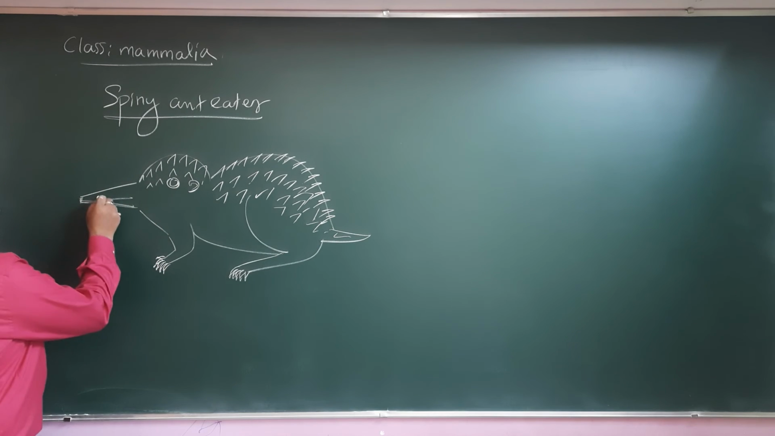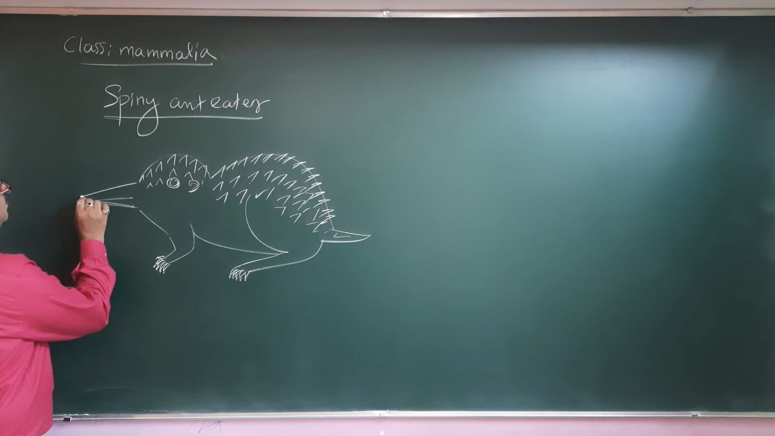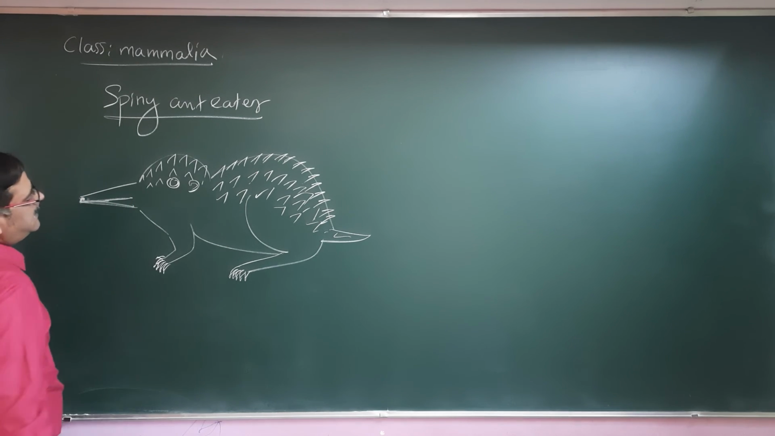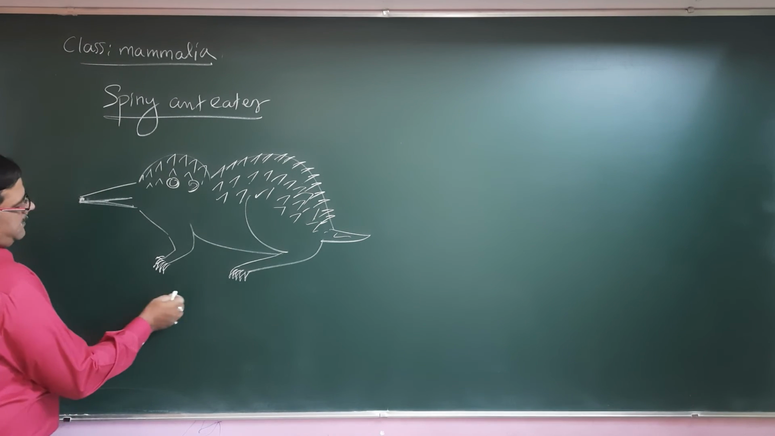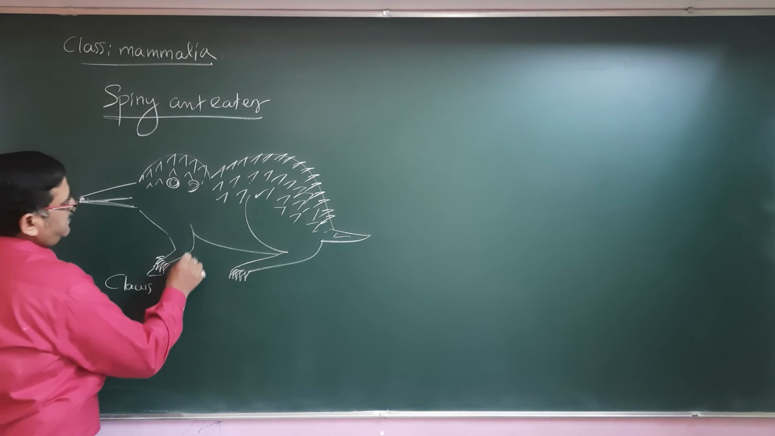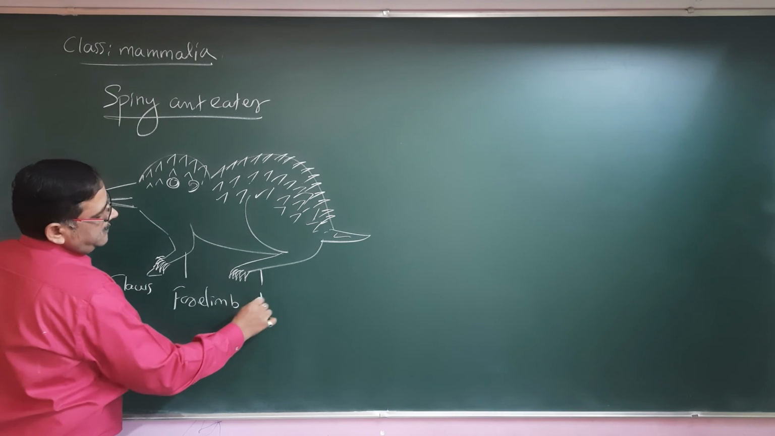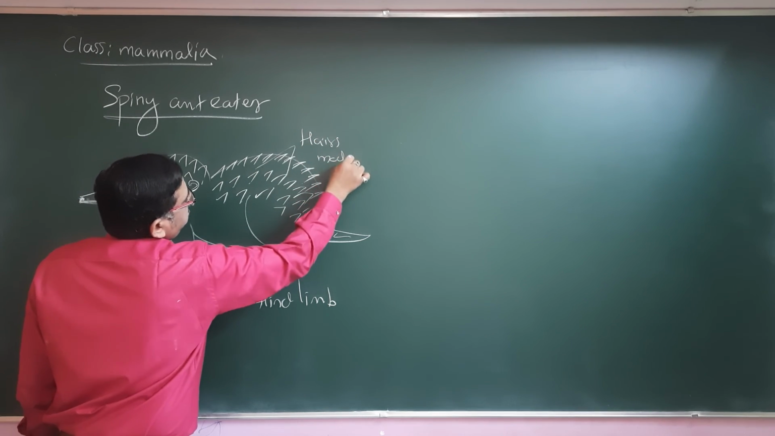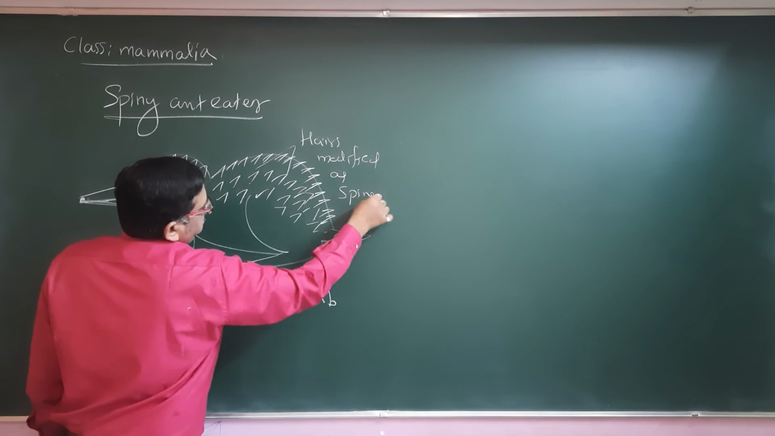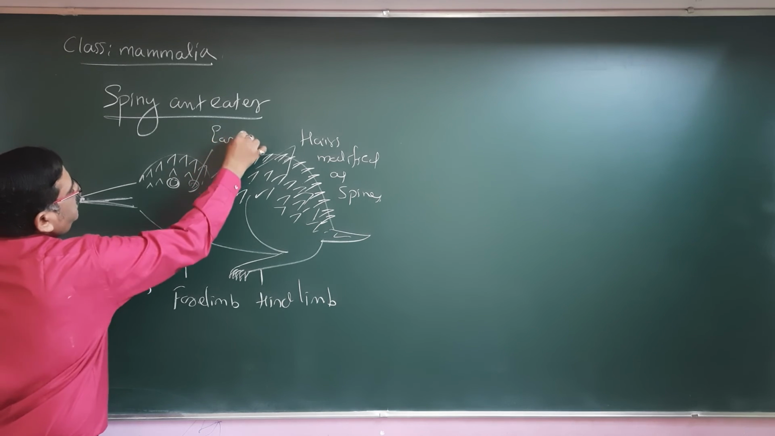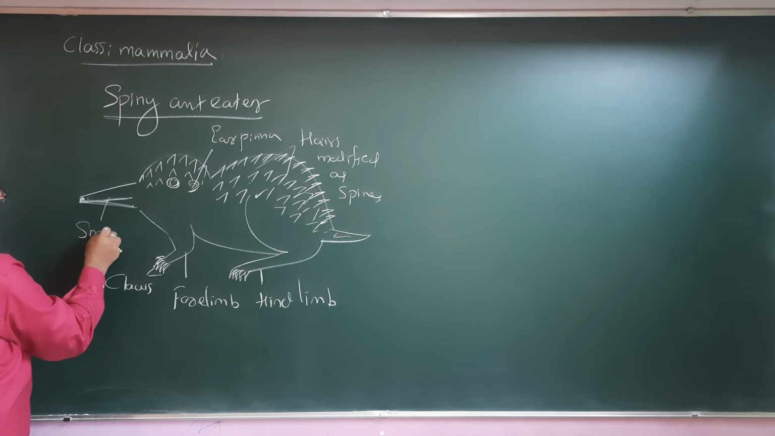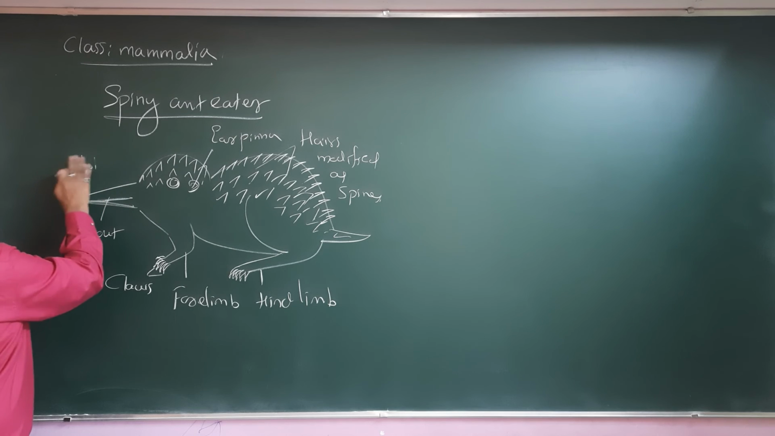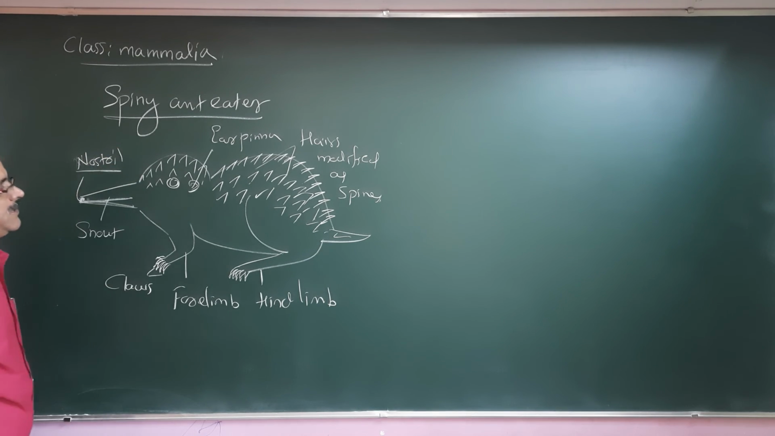Here they have a nostril. So the spiny anteater has the nostril here. They have a long tube-like tongue, and then the claws, and the forelimb, hind limb. What you find then: hairs modified as spines. Then they have a small ear pinna. Yes, this is what we say is the snout. In the front they have the nostril. So it comes under the order Insectivora. Yes, this is the spiny anteater, mainly a burrowing animal.